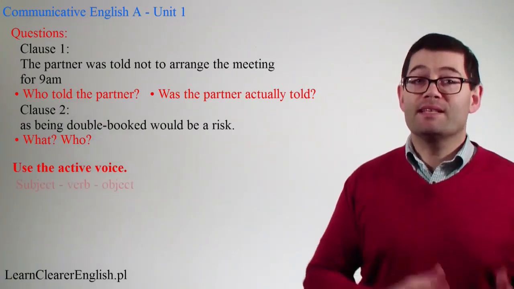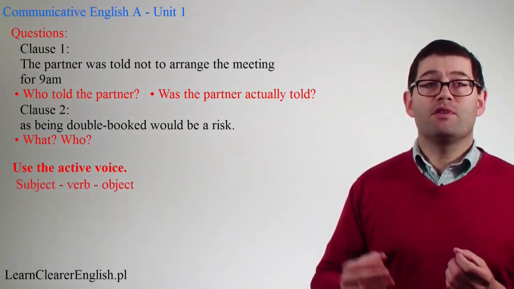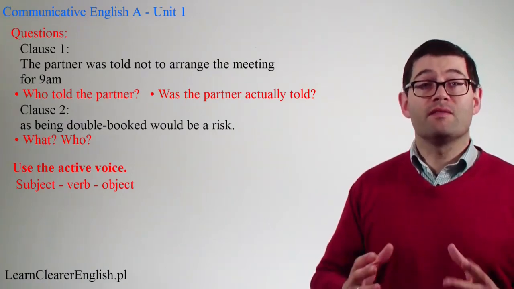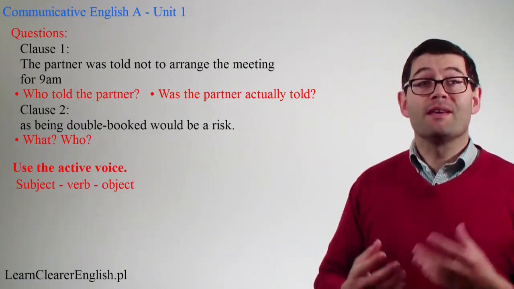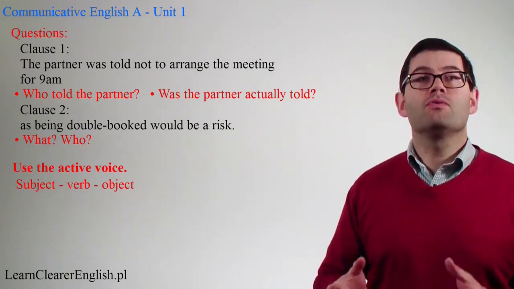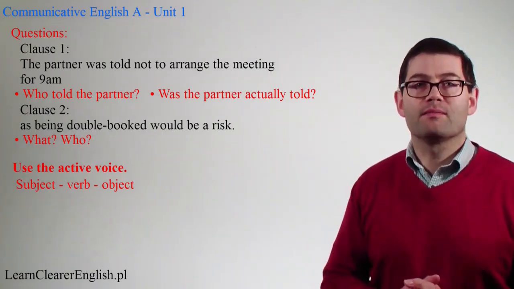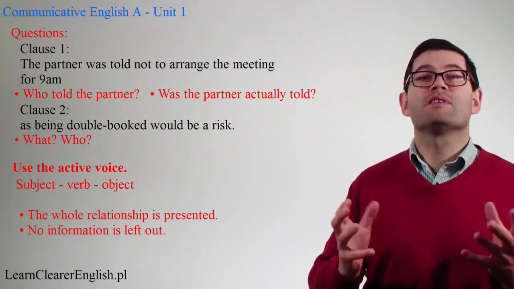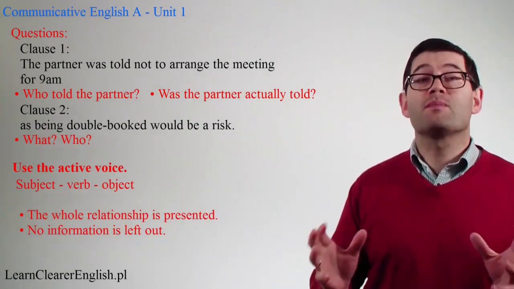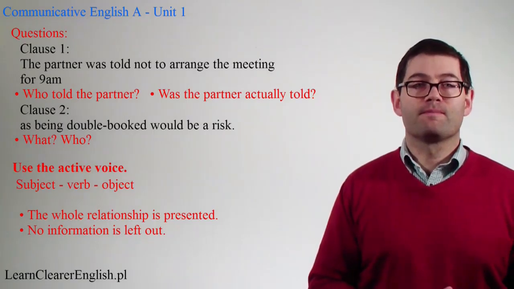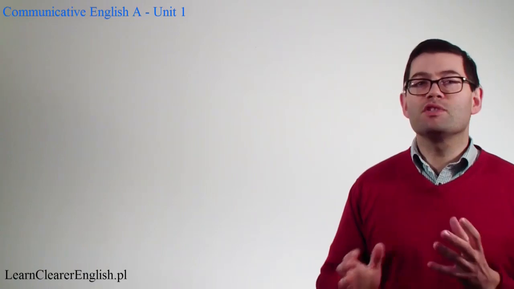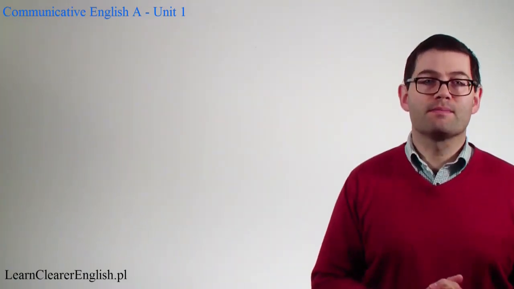Let's consider the active voice. Subject, verb, object. That is the personal thing that is doing something, the verb that is what they are doing, and then, finally, who or what is being affected. From the point of view of clear communication, the whole relationship is presented. No information is left out. Okay, let's change the original sentence to see what it would look like in the active voice.